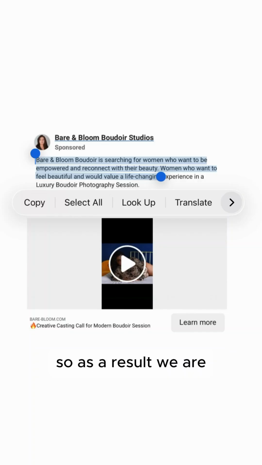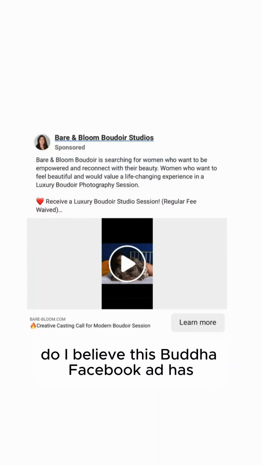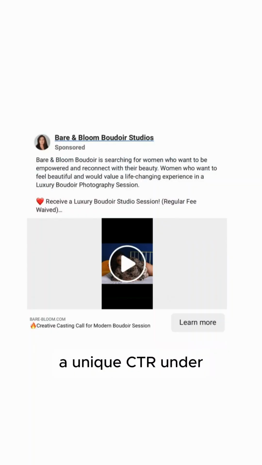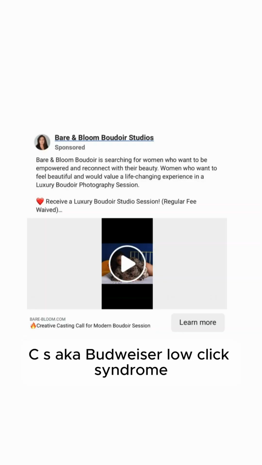So taking all this into account, do I believe this Boudoir Facebook ad has a unique CTR under 6%? Yes, I do. So yes, I believe this Boudoir Facebook ad has BLCS, aka Boudoir low click syndrome.